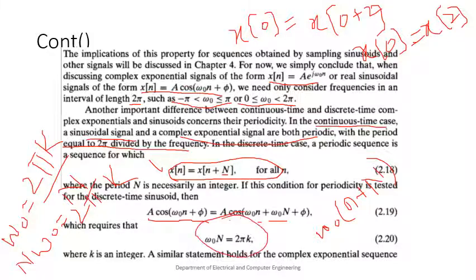So we require that omega naught N is equal to 2 pi k. As I have already told you, at this point we need to add 2 pi. If we add 2 pi r, the two are equal. That's why we say that the quantity omega naught N is equal to 2 pi k, where k is an integer, and a similar condition holds for the complex exponential.